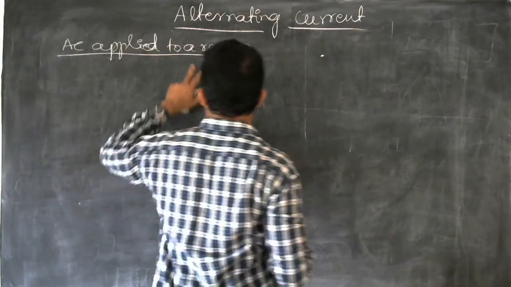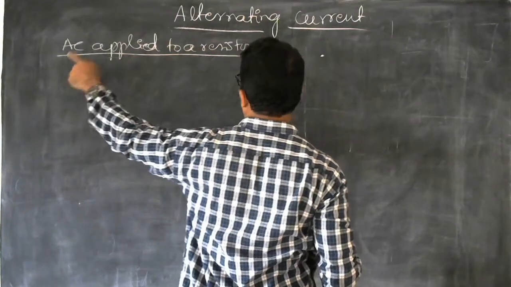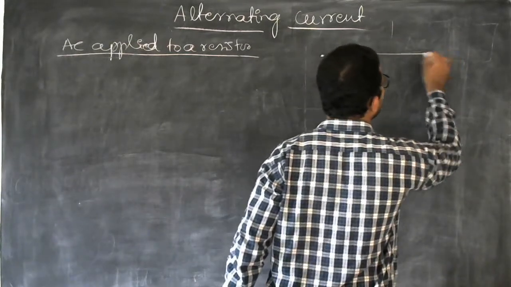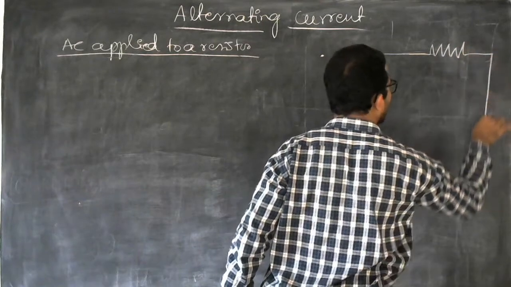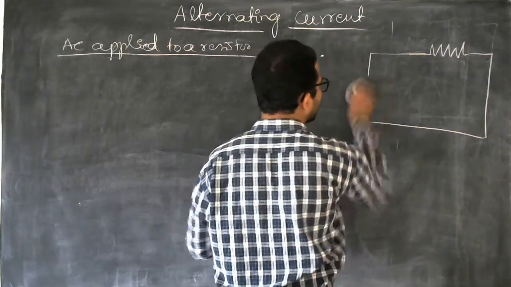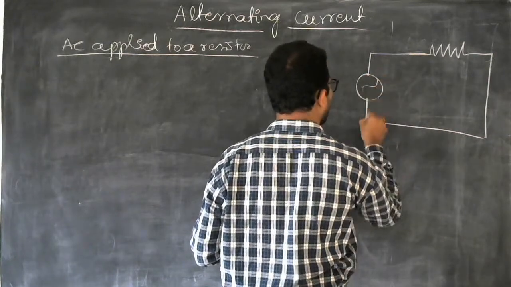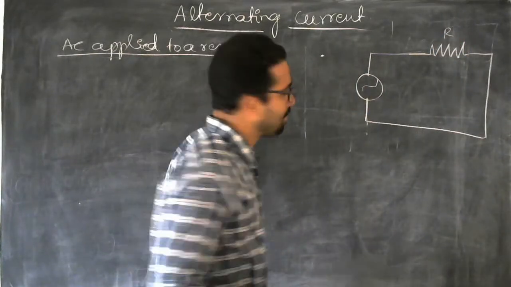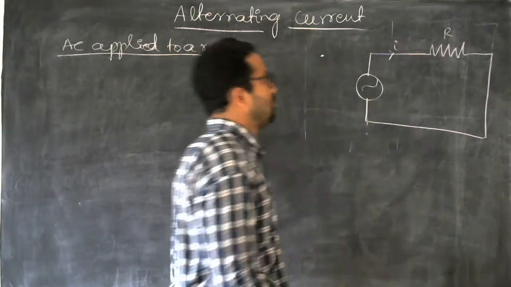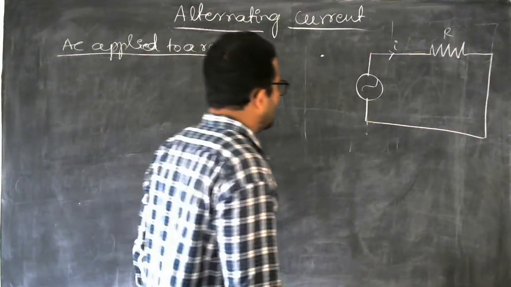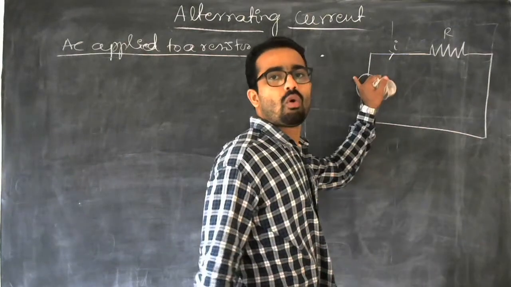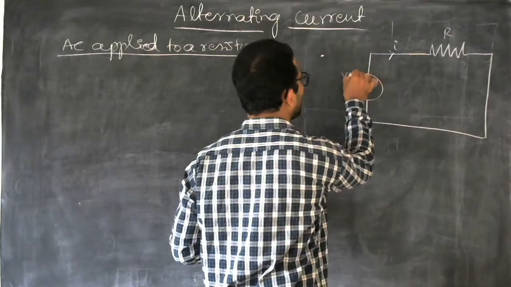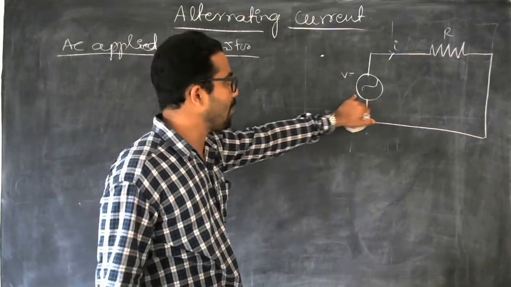Let's take a circuit which consists of a resistor and an AC source. I am taking an AC source connected to a resistor of resistance R, and through this there is a flow of current I, and a potential or voltage, which is given by this, V. V is the potential that is given by this AC source.